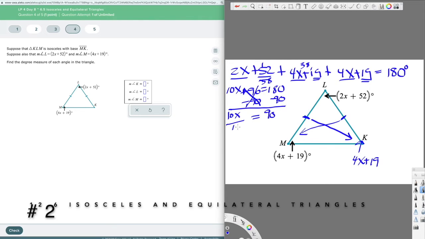Divide by 10 on both sides. So 10 divided by 10 is 1. 90 divided by 10 is 9. All right, so I know what x equals. Remember, this is not one of my answers. I'm not going to type 9 into any one of these.